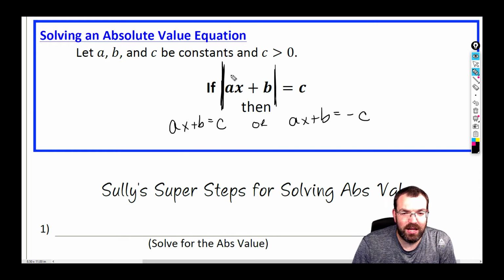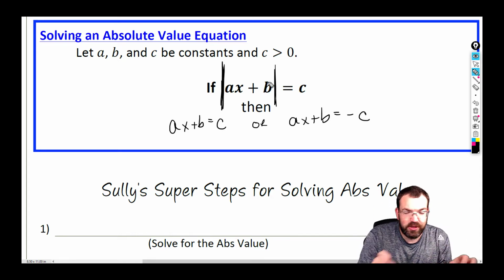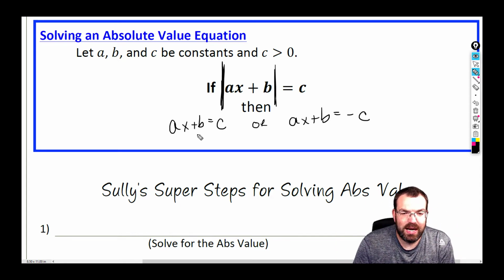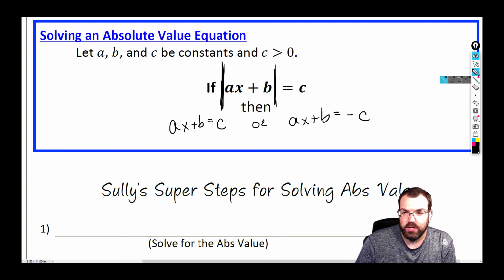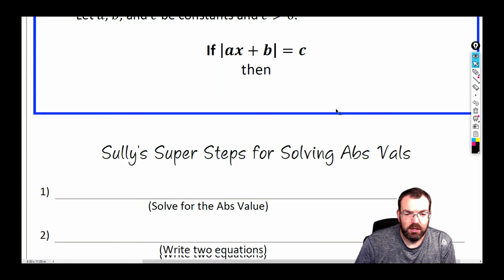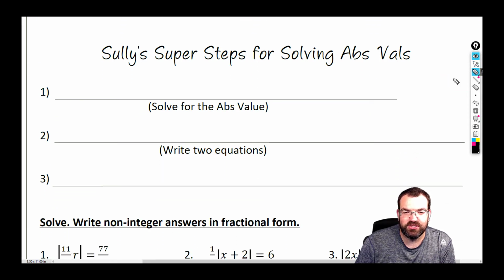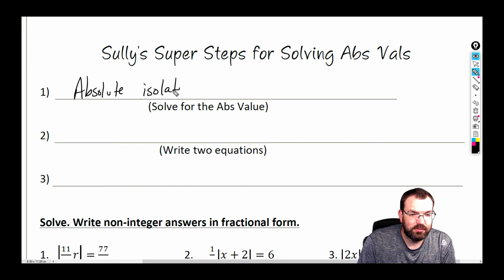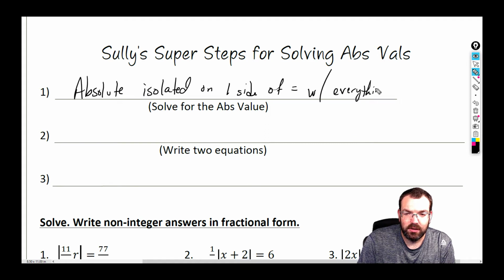So once I have the absolute value, ax plus b inside the bars, nothing else there, just the bars, then I get two equations. All right, I get two equations. And this is going to be a little confusing. You got to take practice. Okay, so here's some steps. When we want to solve for the absolute value, what that means is you want the absolute value isolated on one side of the equal sign with everything else on the other.